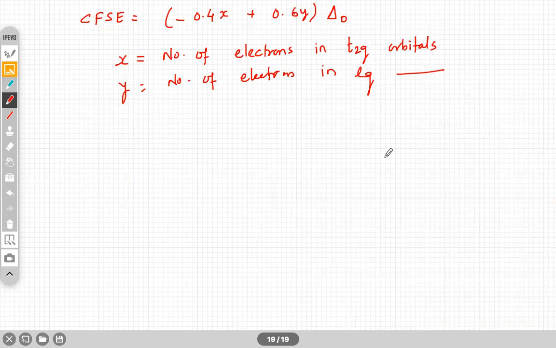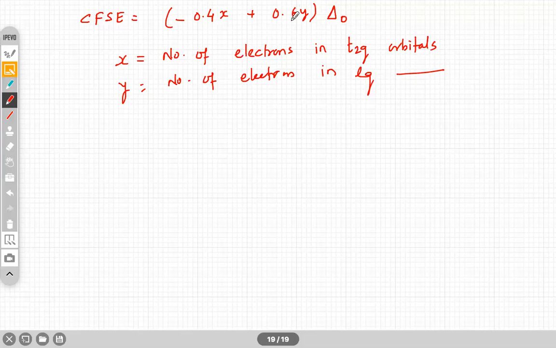Since we do not calculate those values, even you don't have to calculate CFSE normally. Hardly do you have to calculate this. That is not required. Even in the options they'll give delta O only. You just need to know this X and Y. That is it. But for your understanding, I'll discuss one example of this.